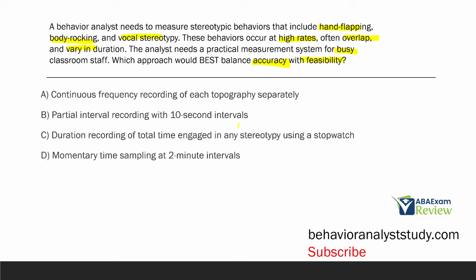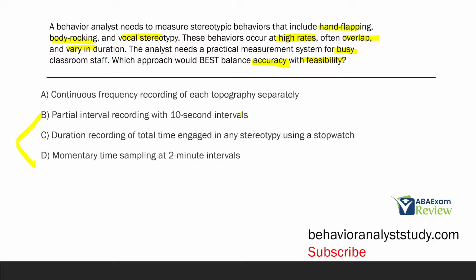B, partial interval recording with 10-second intervals. Definitely a possibility, right? We can just see whether the behavior occurs or not, okay? And this question came up the other day. Well, what's the difference between partial and momentary time sampling, right? Because momentary time sampling, we're only looking at the end of the interval, so we don't have to observe the whole time. Partial interval, if the behavior happens, you won't have to observe the whole time, but if it doesn't, you will. Well, if the behavior is happening at high rates, that means there's a good chance it'll happen within that interval, and you'll be done with that interval.